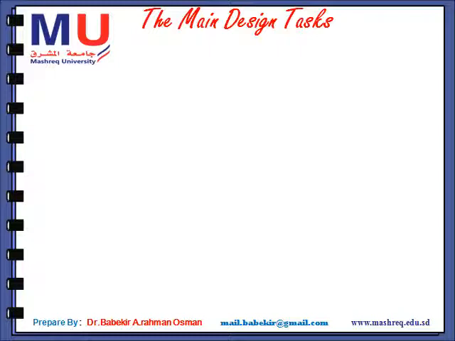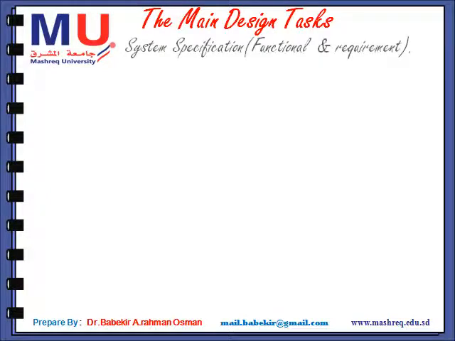In this slide we discuss the main design tasks in many points. Let us start with system specification. The design task is oriented to the system specification, exactly the functionalities of the system and the requirements for these types of systems.